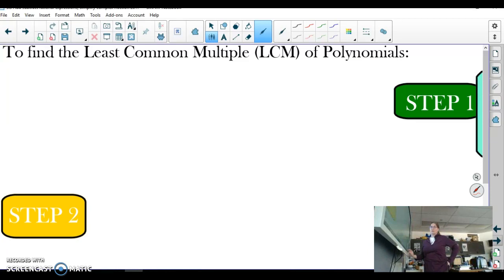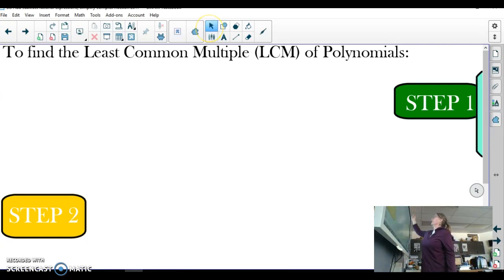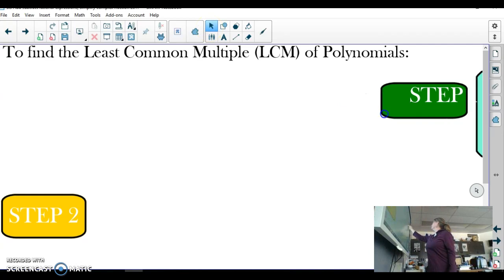Okay, but I gave you a problem there that had a common denominator already. That's not going to always be the case. So what you need to do is we're going to look at, first of all, how to find the least common multiple of polynomials, which is going to end up actually being our least common denominator when we end up with rational expressions. But here's how you do this.